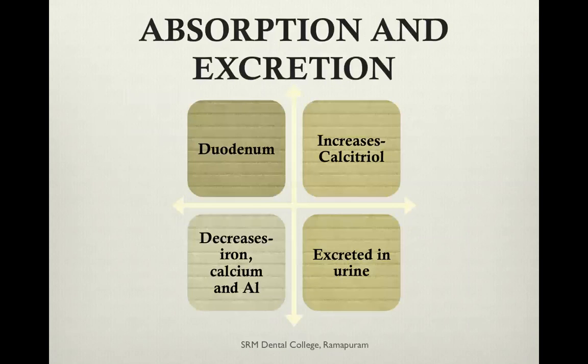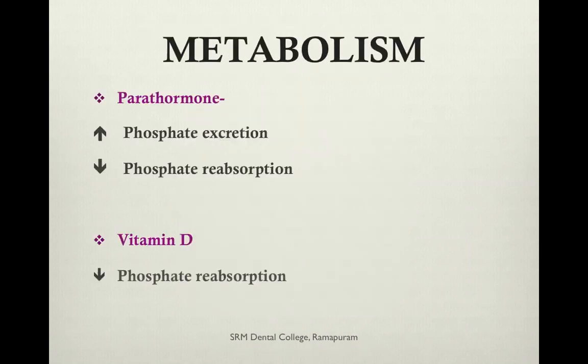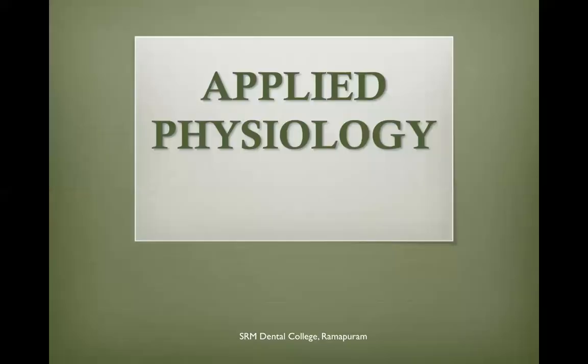Absorption and excretion of phosphate occur in the duodenum and urine respectively. The absorption is increased by calcitriol and decreased by the presence of iron and calcium. Metabolism: the same three factors play an important role in the metabolism of phosphate. Coming to parathormone, it increases the phosphate excretion and decreases the phosphate reabsorption. So here the action of parathyroid hormone is opposite to that on calcium. Vitamin D decreases phosphate reabsorption.